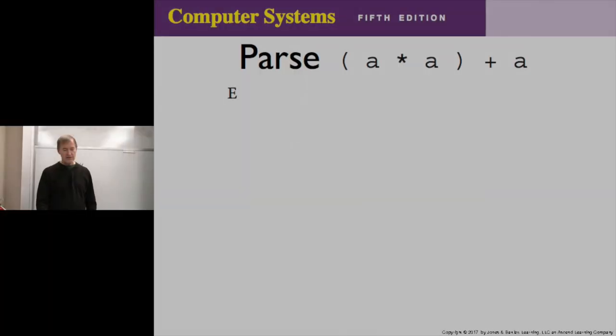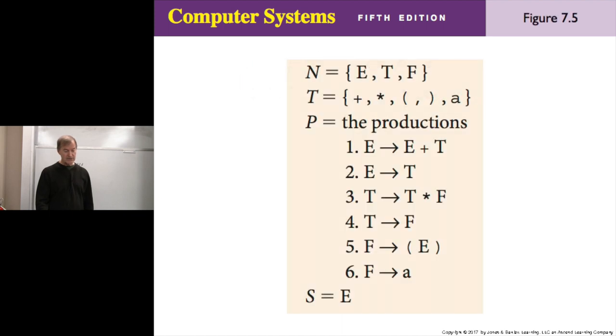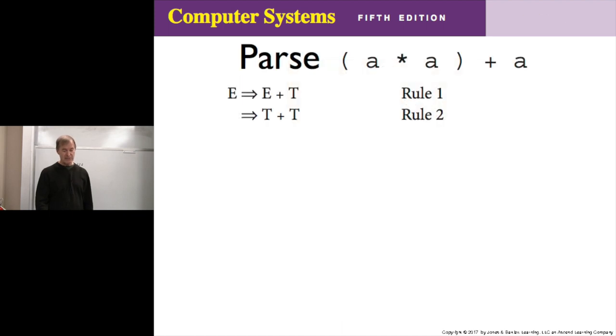Let's parse this. What should we use for our first rule? I think rule one. So there's rule one: E plus T. Are we good? Now we could work on the T or we could work on the E. I worked on the E first here. So E could go to T, so there's T plus T, by rule two. And then a T can go to an F by rule four, and then an F can go to a paren E paren, and then a plus and T. Does everybody see how this is working?